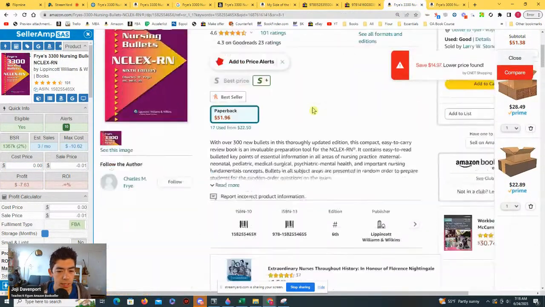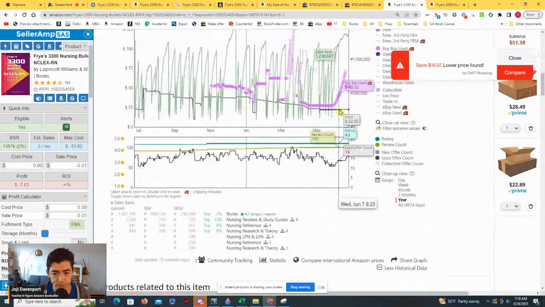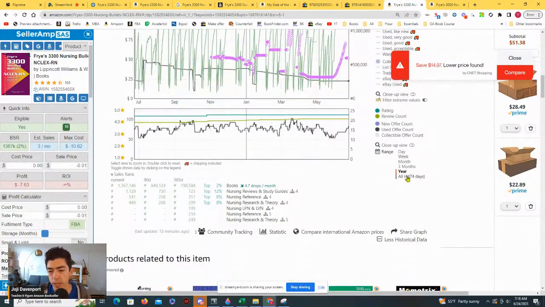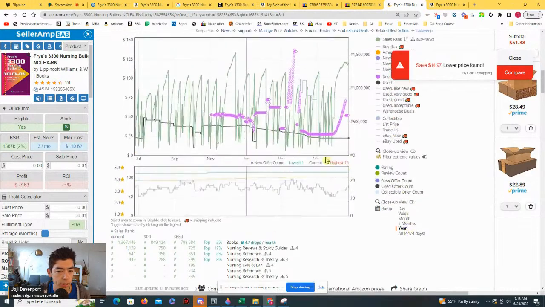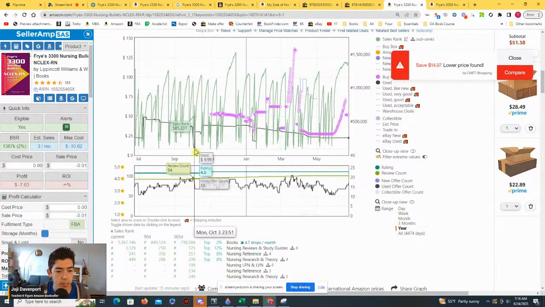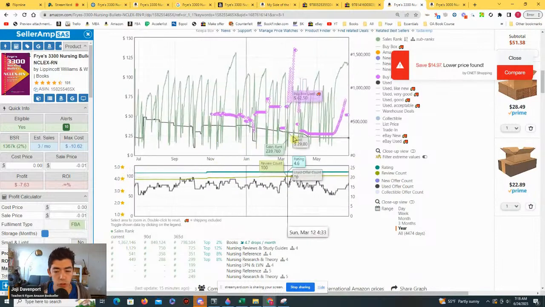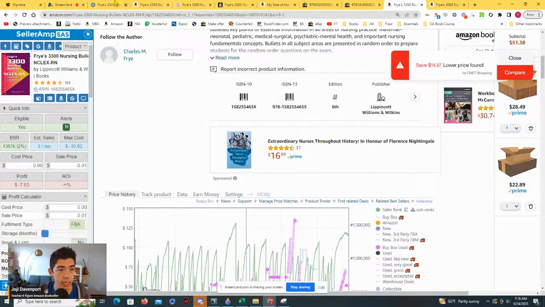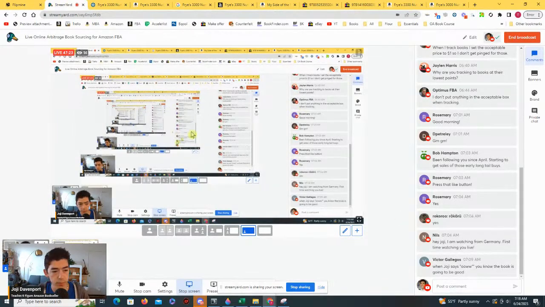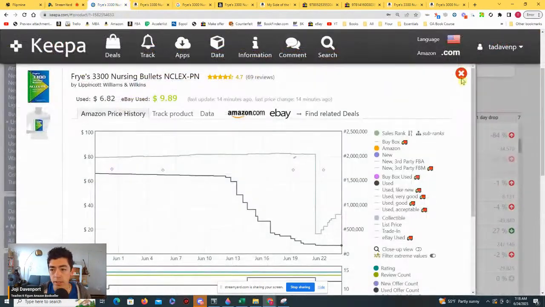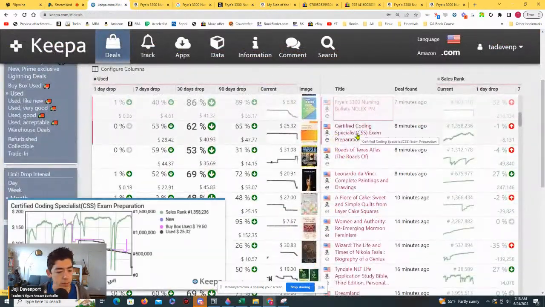Now, what's weird is that the 6th edition book is also out, and its price has definitely been a little bit more consistent. It looks like it's also selling better. So potentially this would have been a good pickup down here at $10 if it was free shipping. So yeah, interesting book there. All right. So let's keep on moving along.